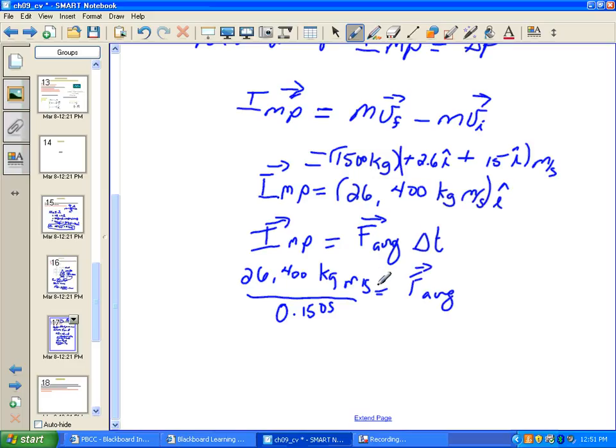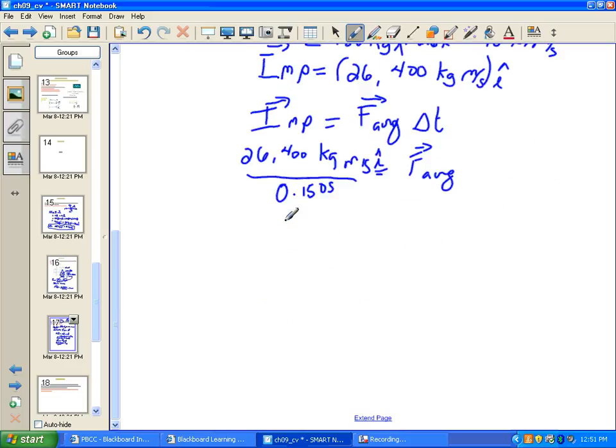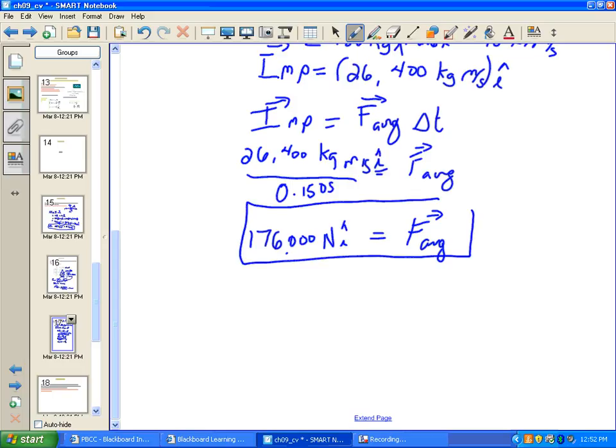And here I can keep the vector nature because, of course, I have been told precisely the direction of the quantities related to the momentum, namely the i hat direction. All right, so F average works out to be 176,000 newtons in the i hat direction. So I have effectively determined the force that the wall delivered to the car. Let's write this: force of wall on car.